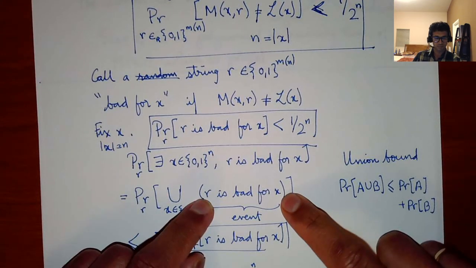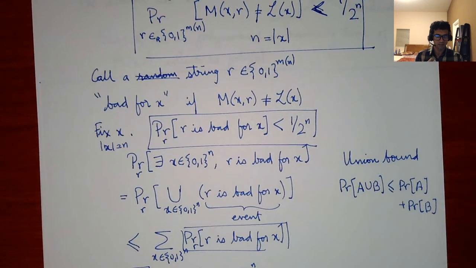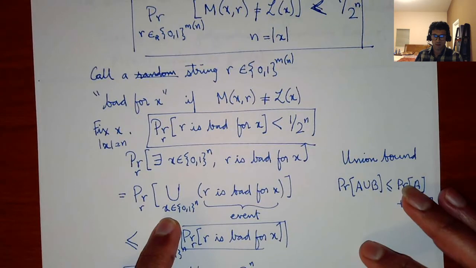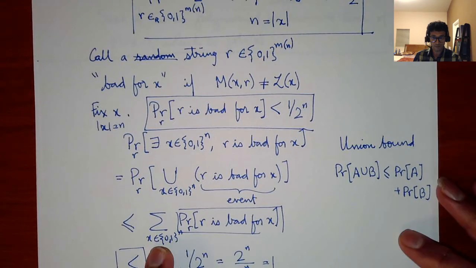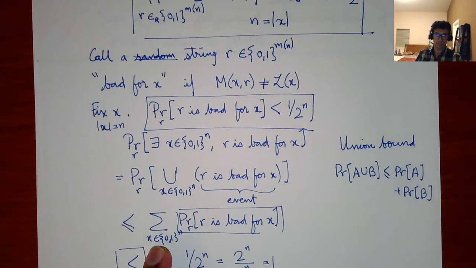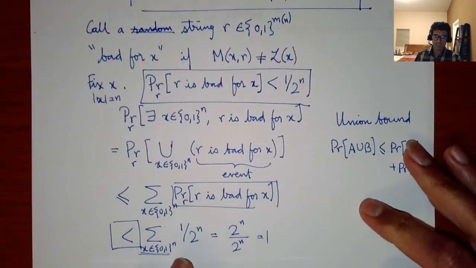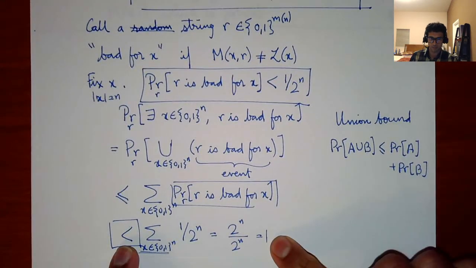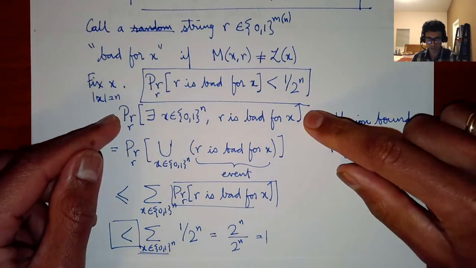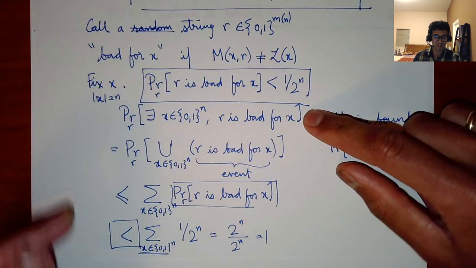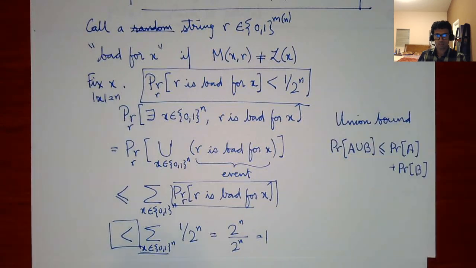The event, you pick R and R is bad for X, is an event, and we're looking at the union over all X. Now, by the union bound, this is a sum over 2 to the n different events, a different event for each X. So there's an exponentially large number of these events. On the other hand, the probability of each event is exponentially small. So they basically cancel out, and what you get is that the probability is strictly less than 1. So the probability over R that there exists an X such that R is bad for X is less than 1.